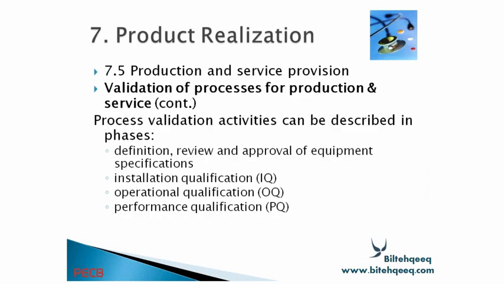Production and service provision 7.5, validation of processes for product and service. Process validation activities can be described in phases: definition, review and approval of equipment specification, installation qualification, operational qualification, performance qualification. So where there is any such process, you have to define the criteria in terms of qualification.